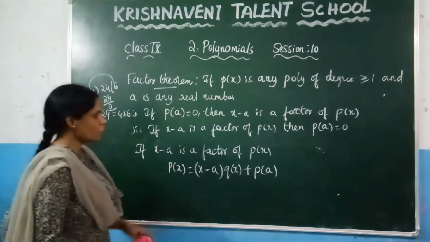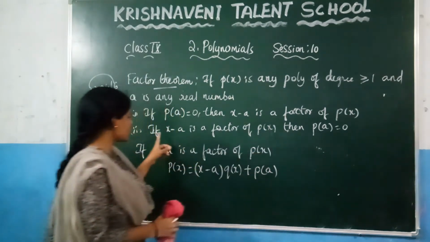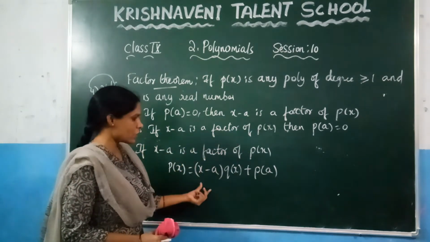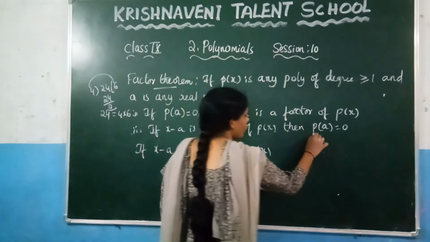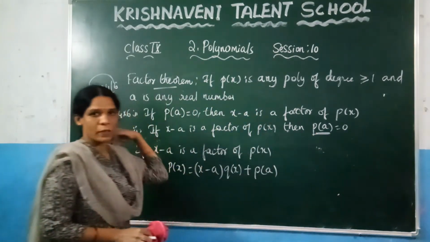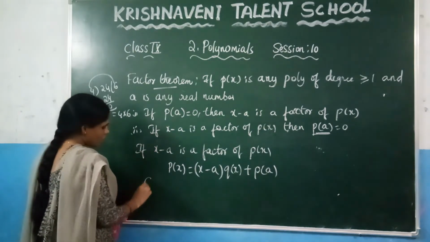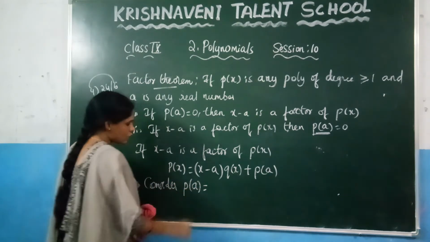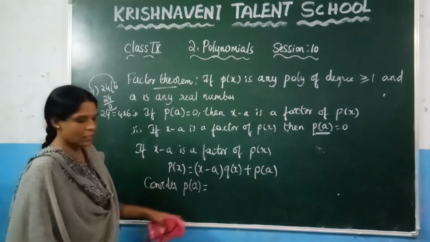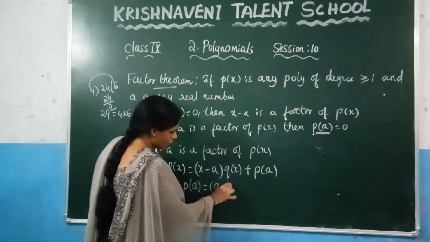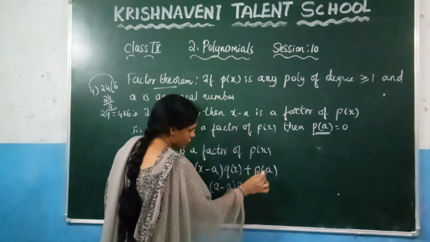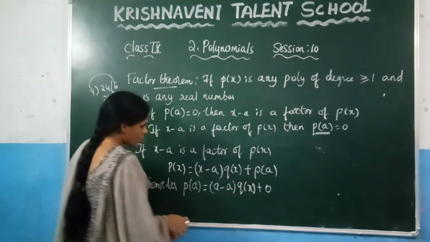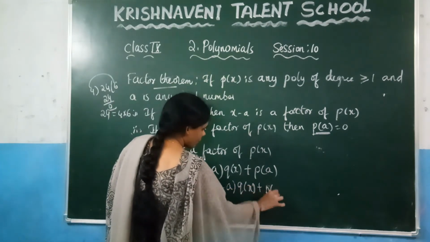Now here you need to find what is the value of P of a. Up to this point the condition given is that x minus a is a factor of P of x. If you take this condition, you get this equation. Then what is P of a? You need to find the value of P of a in this case. What is meant by P of a? Just in place of x we have to substitute a. So in place of x substitute a, and what you get is a minus a into Q of a, plus the remainder.